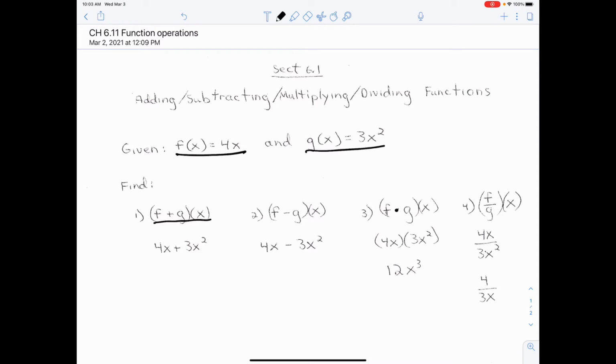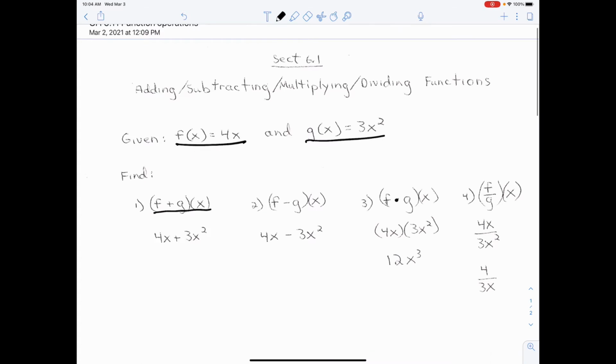f times g, and notice that's a dot, and that's very important. It's not this. Okay, that would mean something totally different. It seems like a small thing, but it's just a dot. It's not like an open circle. That open circle will be what we get to when we start talking about composition. So you take f, which is 4x, and g, which is 3x squared, and you multiply them. And if you take f divided by g, you do exactly what it says.